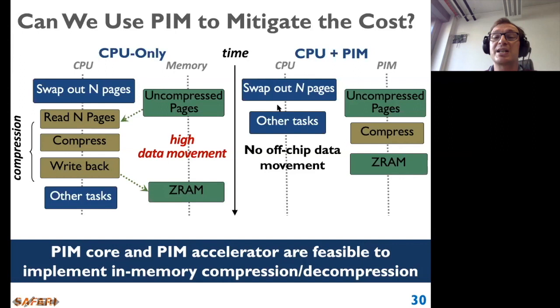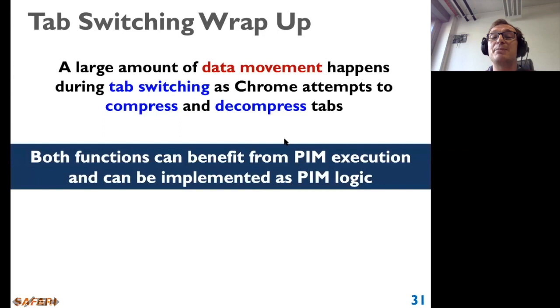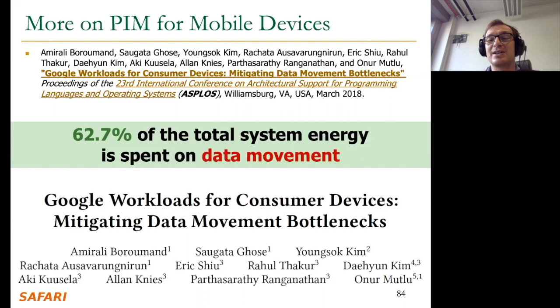In fact, for decompression, it may be even more important because it's on the critical path. So basically, as I said, both functions, compression and decompression, can benefit from PIM execution. I already showed you the results of the benefit: you get about 2x performance improvement overall in these functions. If you're interested, you can read the paper for more detail.